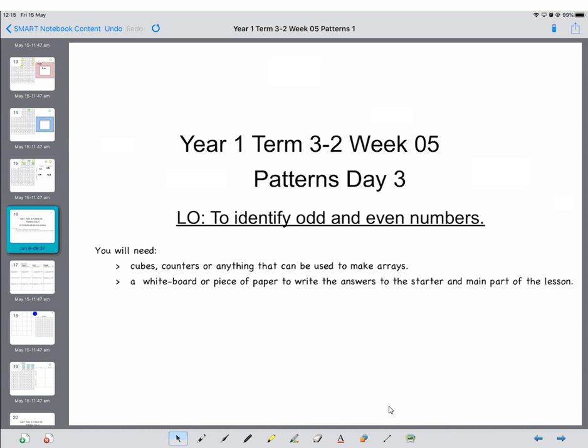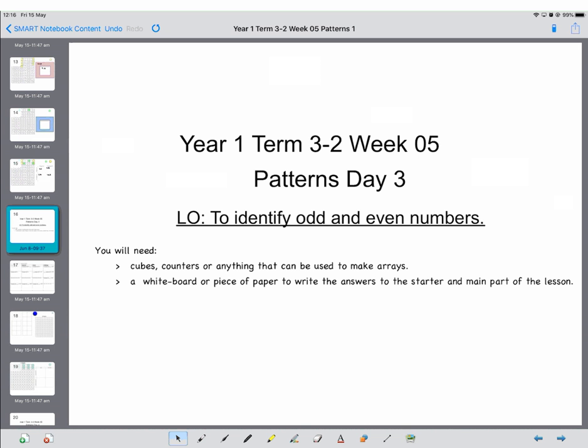Good morning, Year One, and welcome to the third day of our maths lessons. Today, we're going to be working on odd and even numbers. Now, there's a good chance you can remember from what we did earlier in the year what odd and even numbers are, but it was a long time ago, so we're going to be looking at that and looking at how we can identify that using arrays, 10 arrays.